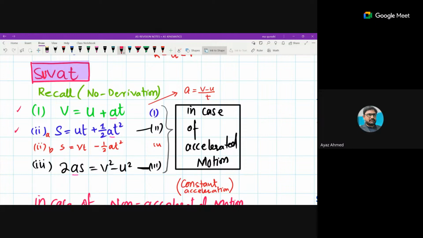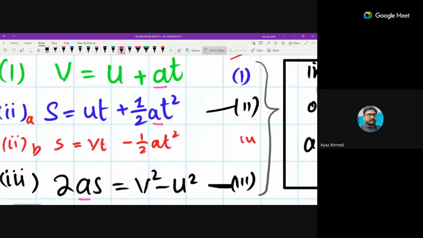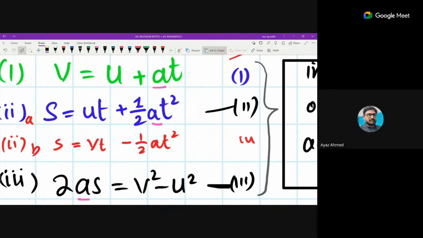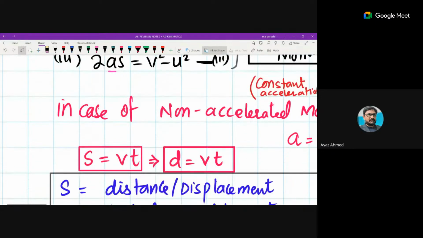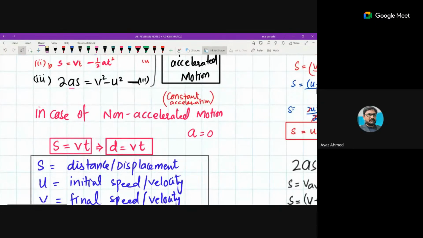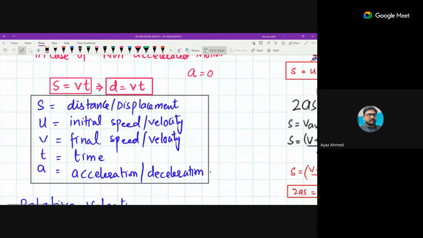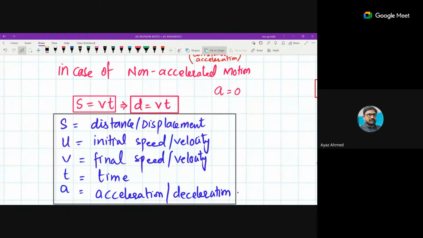Then the second part of this equation, which was not mentioned earlier, is 2a and 2b. So s is equal to vt minus 1 by 2 at square. That is why if your initial speed is 0, you can use the blue equation, and if your final speed is 0, you will use this red or pink equation. Then the third one, 2as is equal to v square minus u square. In case of no acceleration, you will simply use s is equal to vt, or d is equal to vt.